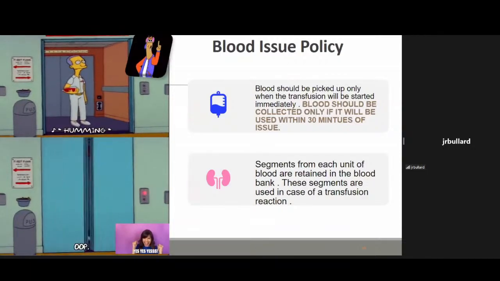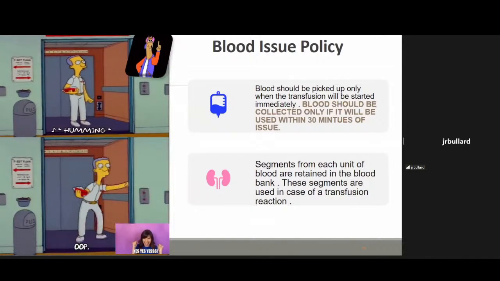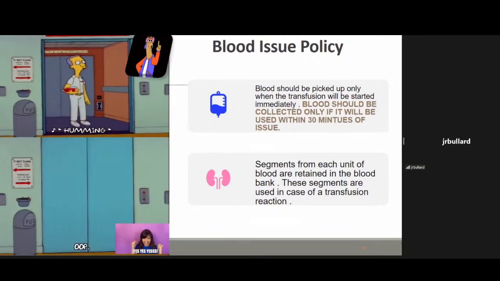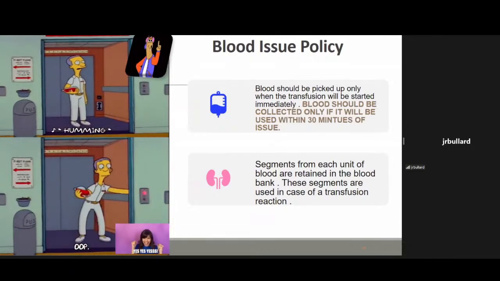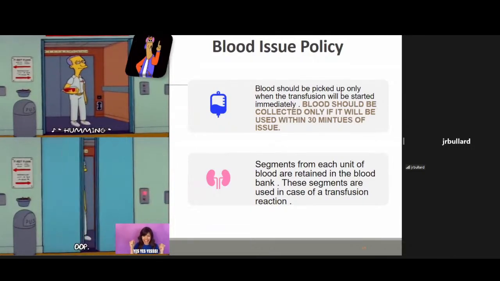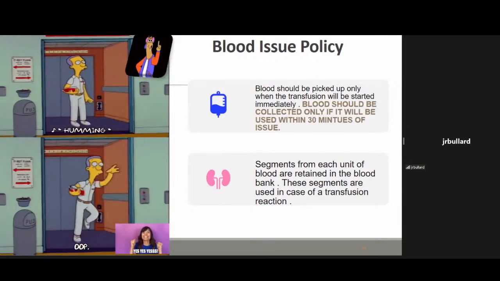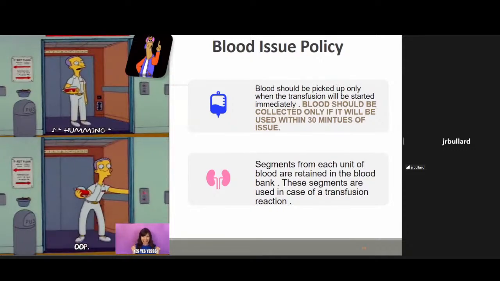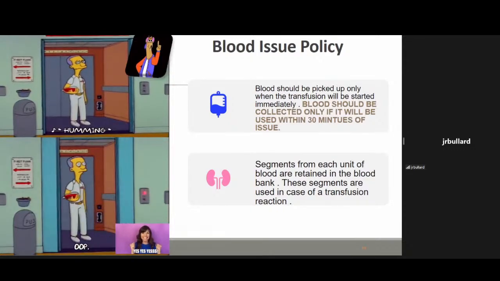So we want to stress that it's very important that blood should be picked up only when the transfusion will be started immediately. So blood should be collected only if it will be used within 30 minutes of issue. Once it leaves here, it should not be placed in an unmonitored refrigerator. It should not be placed on the clerical desk of the ward. It should be on its way to the ward in preparation to be transfused at least within 30 minutes of it leaving here at the transfusion medicine unit.